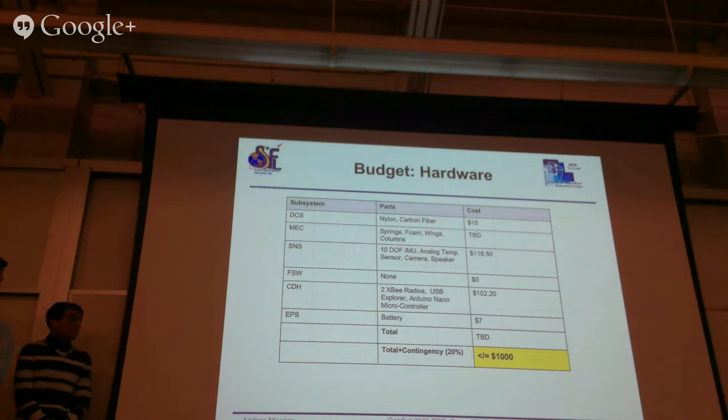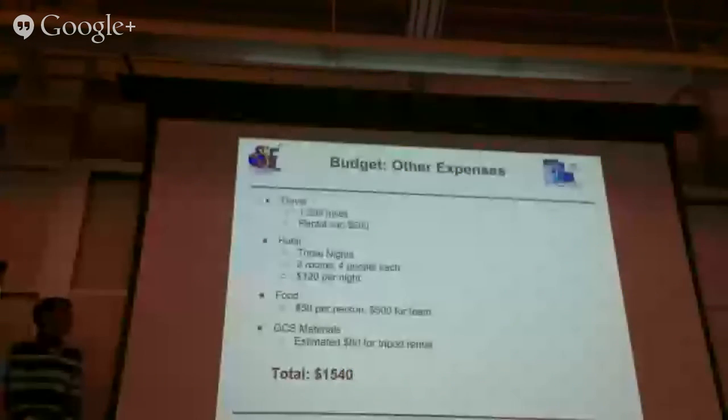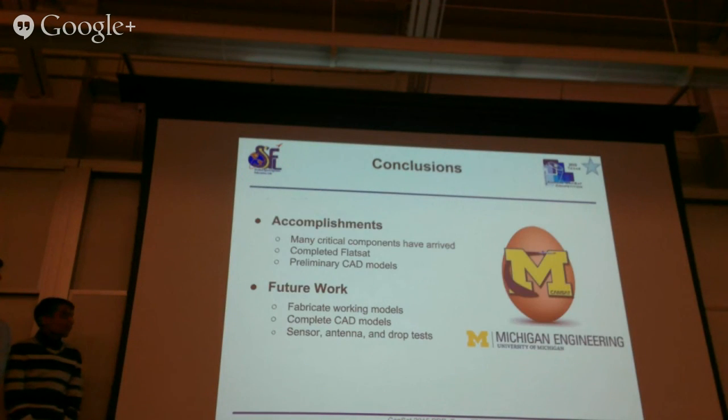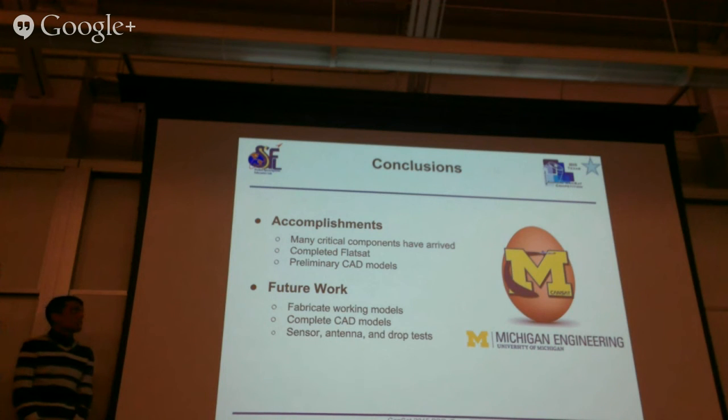I proposed a hardware budget. A lot of our sensors and components are already purchased, so we know what these costs are, but mechanical costs and design costs, we don't know just yet. We've included in the next one other expenses, like travel to the competition, hotel, and stuff like that. Many of our critical components have arrived. We've completed the chassis and our future work includes fabricating working models, completing models, and testing, always testing.